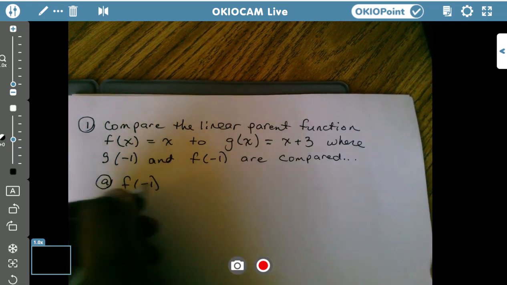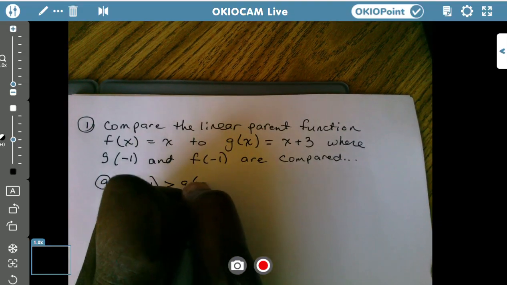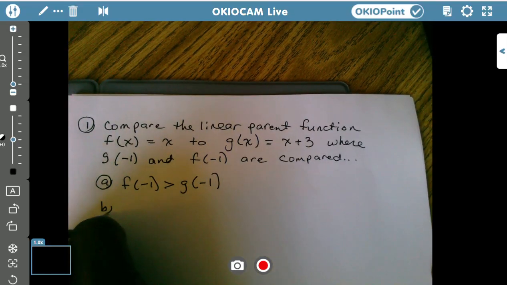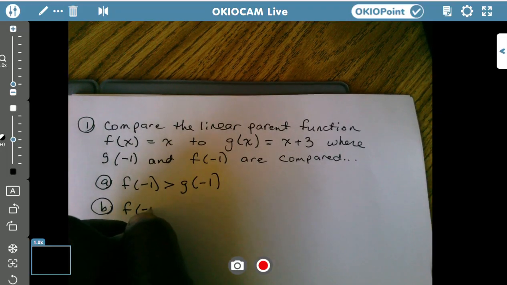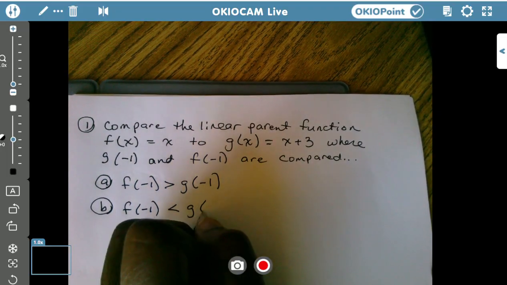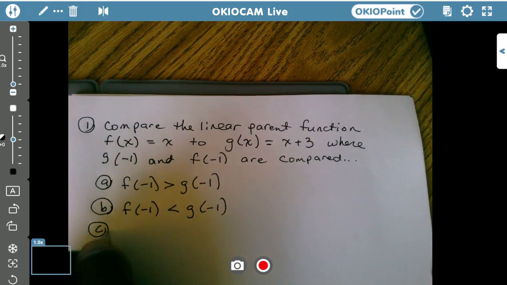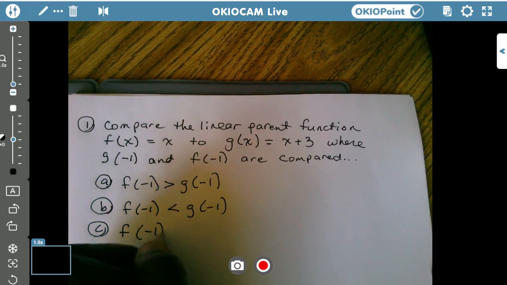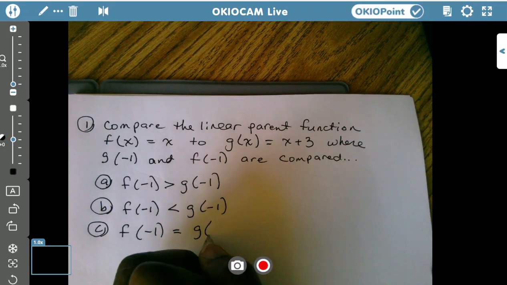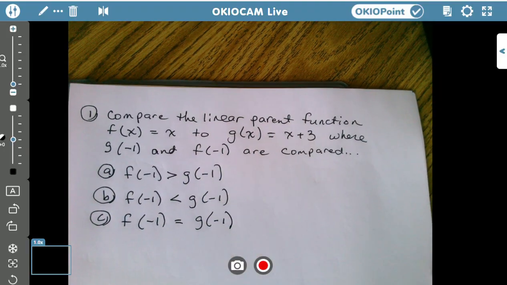Is f of -1 greater than g of -1? Is f of -1 less than g of -1? Or is f of -1 equal to g of -1?